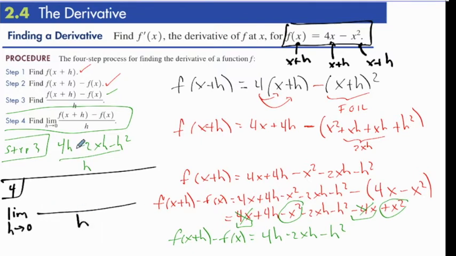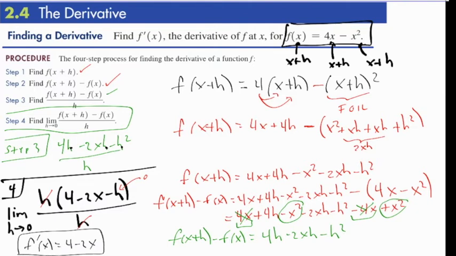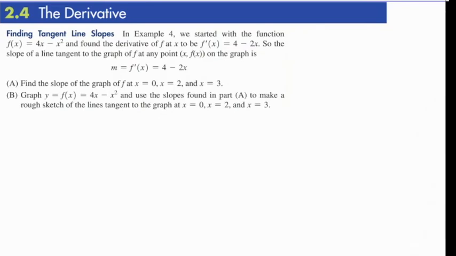We have an h in the denominator, and I see I can factor an h out of the numerator. That leaves me with 4 minus 2x minus h. These h's cancel, and I can plug this 0 into this last one to evaluate the limit, because that's a polynomial. And the end result is that f prime of x is equal to 4 minus 2x. And that is our new function using the 4-step process. We just found the derivative. And this will calculate the slope for tangent lines at any point on the graph of f of x where it is differentiable.